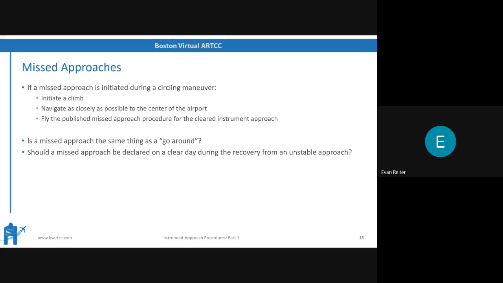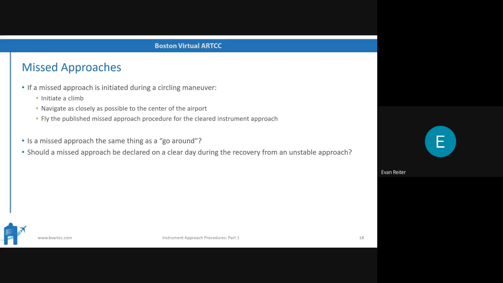But if you don't like flying missed approaches as published, and most of us don't, because let's face it, who wants to hold when we don't have to, it's much easier to just say, we've had an unstable approach, we're going around, and at that point, as Alex said, 9 out of 10 times you're going to get a heading and an altitude. If you don't, or if you just get Roger, then of course flying the published missed approach is the right thing to do.